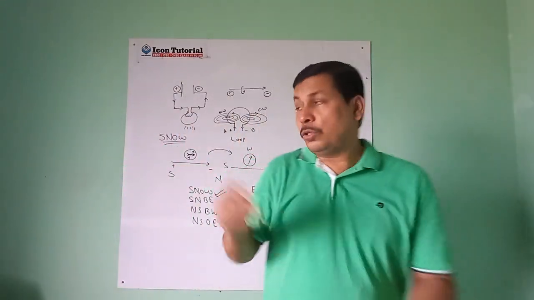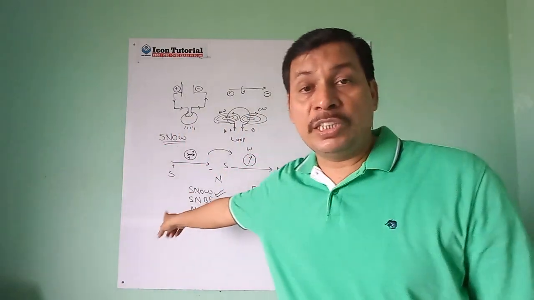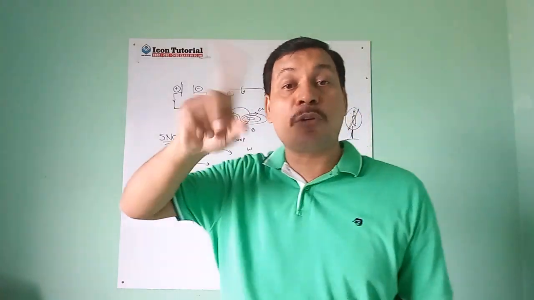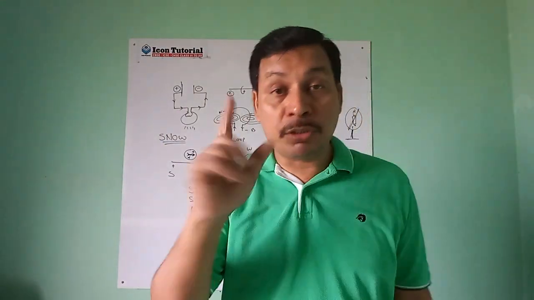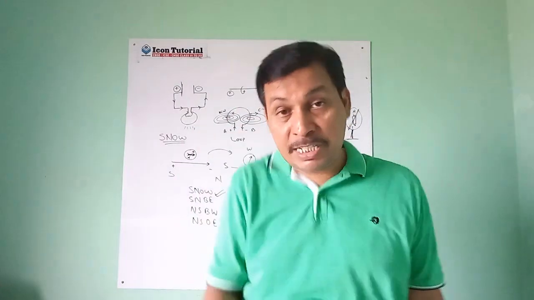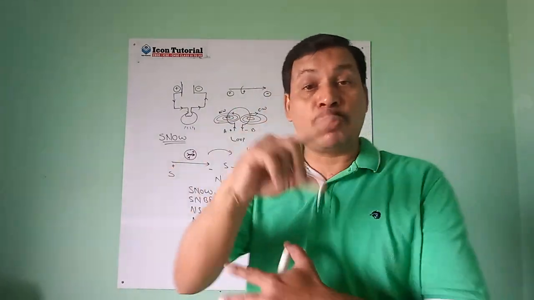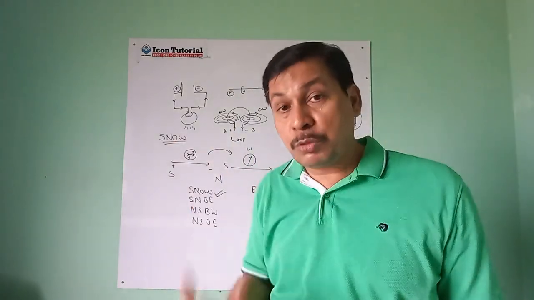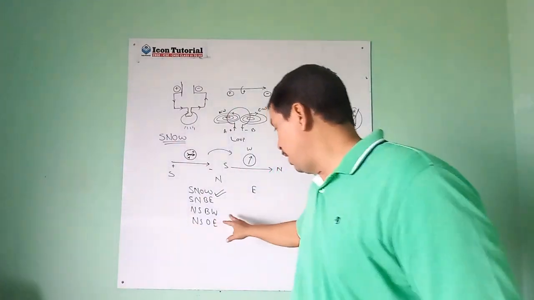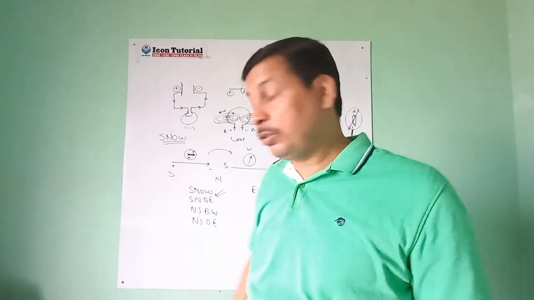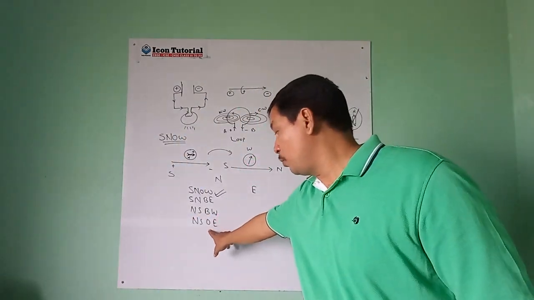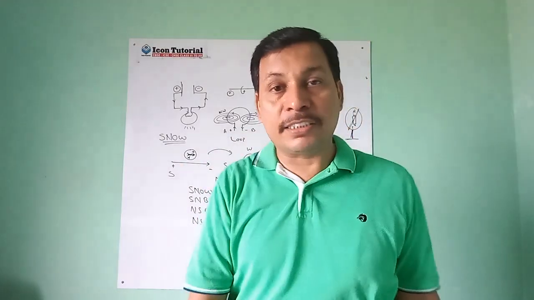The SNOW rule, once again. When the current is flowing from south to north over west, the magnetic compass needle is deflected towards the west. When the current is flowing from south to north and the magnetic compass is placed below the wire, it is deflected towards the east. When the current is flowing from north to south and the compass is below the wire, it is deflected towards the west. When the current is flowing from north to south and the compass is placed over the wire, it deflects towards the east.